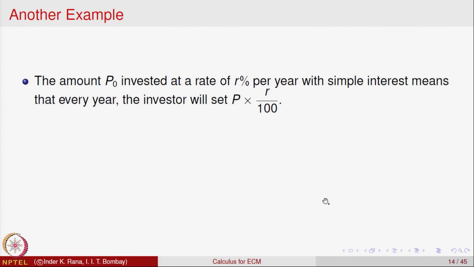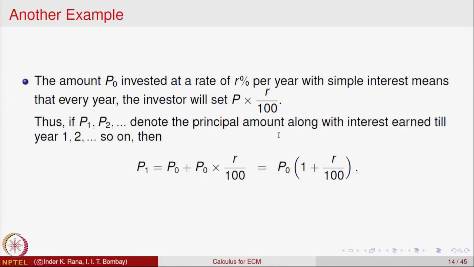Let us look at another example which students of economics and commerce normally encounter. This is interest. Suppose an amount P0 is invested at a rate of R% per year with simple interest. It means every year the investor will get, this is a typo here, instead of set it should be get, P multiplied by R over 100 amount.